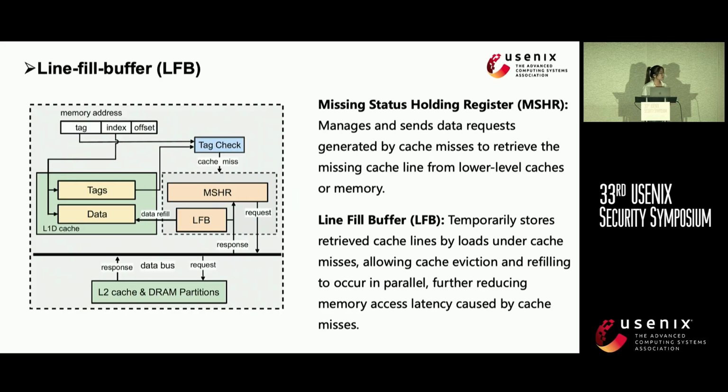According to our previous discussion on protection scope, we need to protect the speculative loads causing cache misses. So based on the working principle of a load under cache miss, we focus on another microarchitectural component called the line fill buffer, abbreviated as LFB. LFB, in conjunction with the MSHR, temporarily stores cache lines retrieved by loads that miss the cache, allowing cache eviction and refilling to occur in parallel.